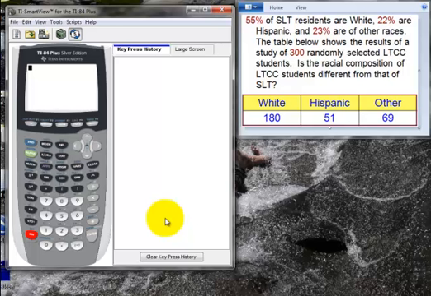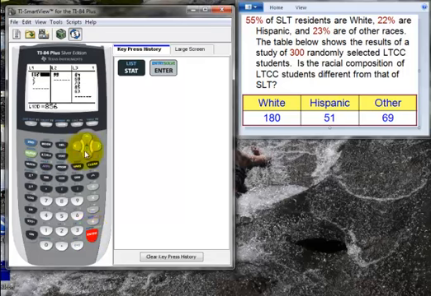So here's the calculator. So for a goodness of fit test, I have to start by entering my data. So I go to Stat, Edit, so Enter. I clear out my L1 and L2.